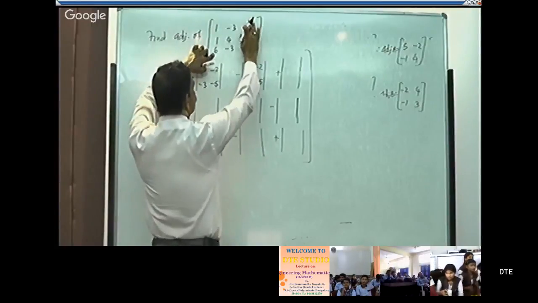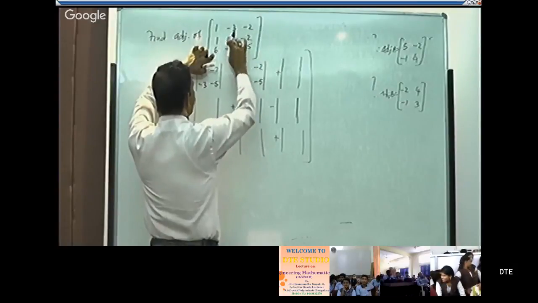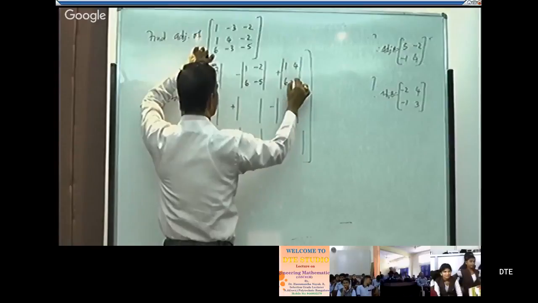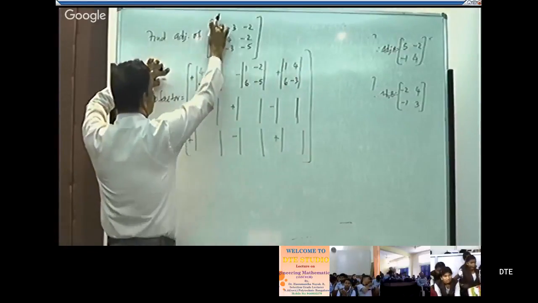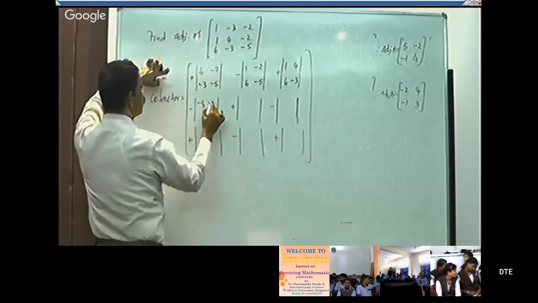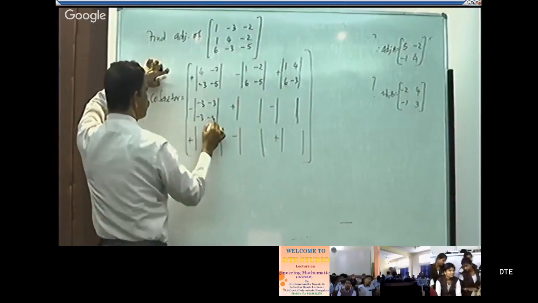For minus 2, leave the corresponding column and row. What is remaining? 1, 4, 6, minus 3. For this one, leave the column and row. Minus 3, minus 2, minus 3, minus 2, and minus 3, minus 5.